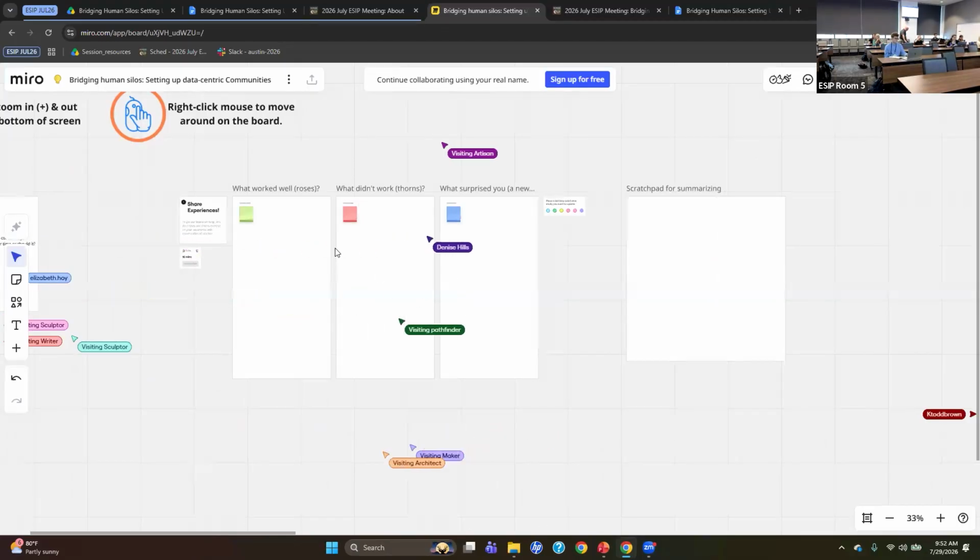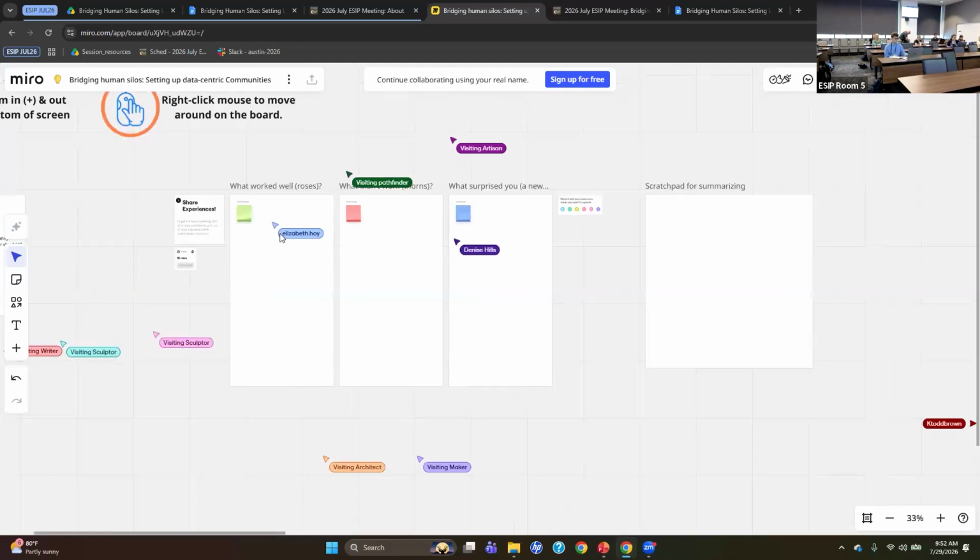So basically, you're going to use the little digital sticky notes to put your ideas.